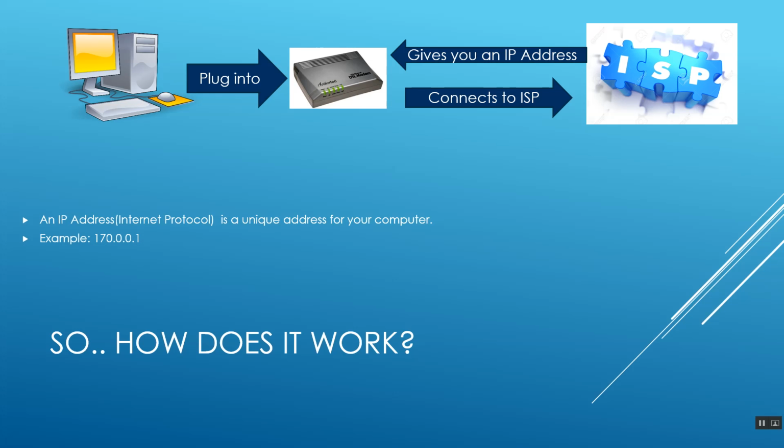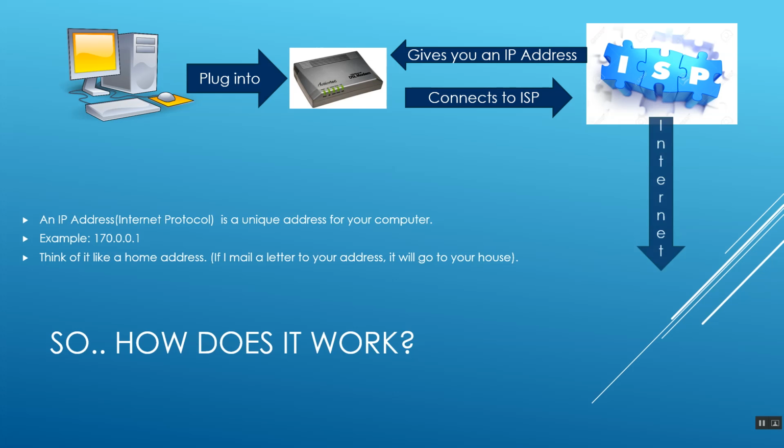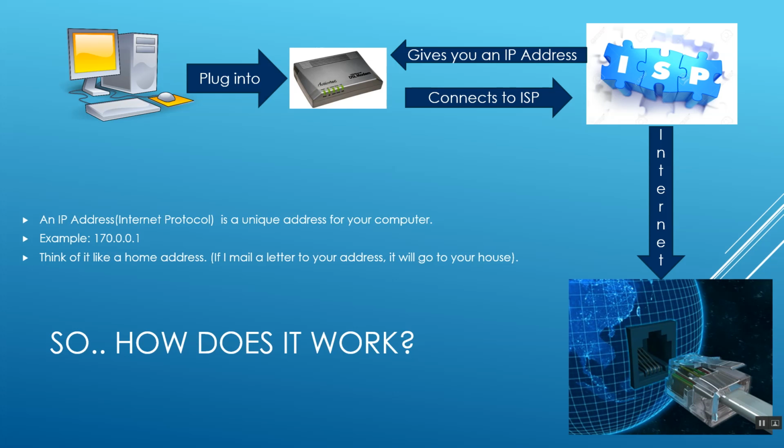An example would be 170.0.0.1. You can think of it like a home address. If I mail you a letter, I have to have your address to send it to your house, right? So if I have your address, I can send you information. You can mail me something back. Same is true with this IP address. Once they give you an IP address, you can access the internet.